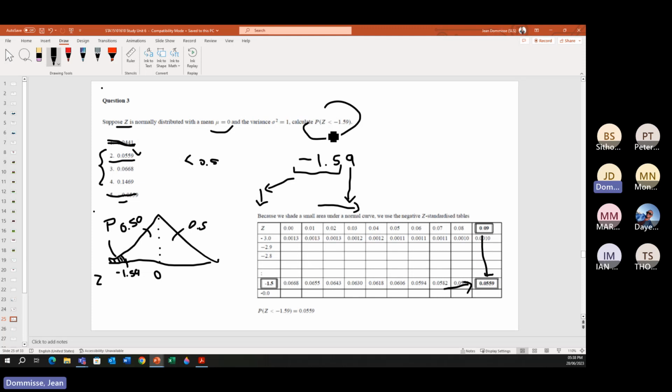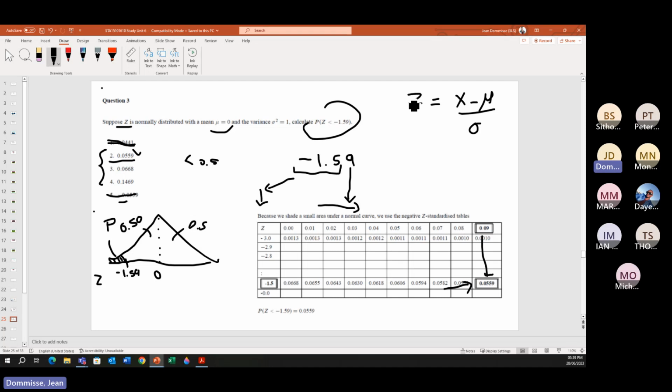Okay, so this one, they gave us the Z. We needed to get the probability. So once again, there's two ways in study unit 6 that they can ask you. They can give you the Z, like here, or they can give you the information to calculate the Z so that you can get to a probability. Okay, so that will be the two ways for you in study unit 6 to work out the probabilities.